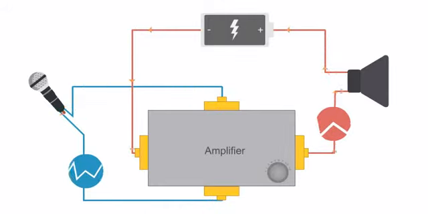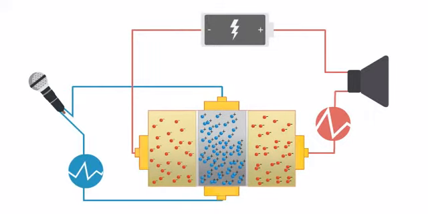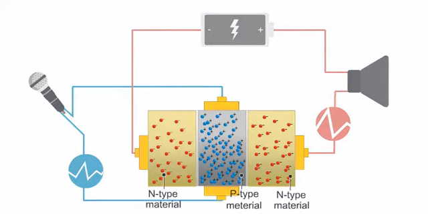One of the most basic components of an amplifier circuit is the transistor. In an NPN transistor, the P-type semiconductor will be kept in between two N-type semiconductors. From the left, the first N-type semiconductor is called the emitter. The middle P-type semiconductor is called the base, and the end N-type semiconductor is called the collector.